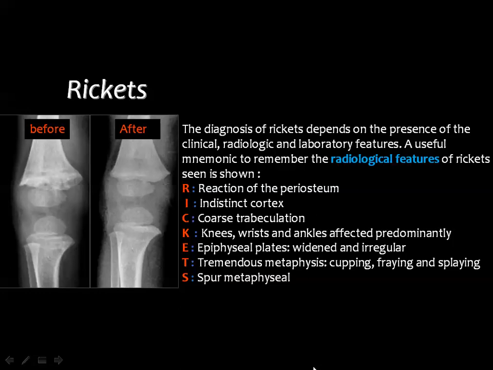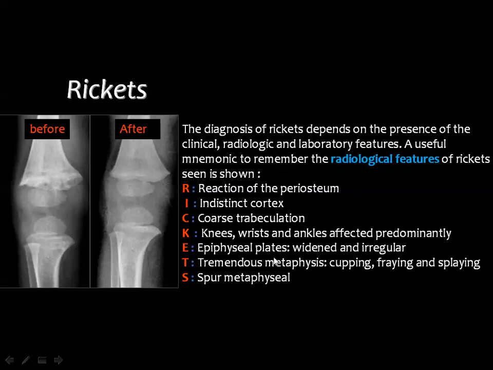And you may remember the changes of rickets by these abbreviations, which are, in my opinion, difficult to remember, but it is just written here for anyone who would like to follow. Here you see the letters of rickets. Reaction of the periosteum, meaning that there is periosteal reaction, indistinct cortex, coarse trabeculation. The knee, wrist, and ankle are predominantly affected.